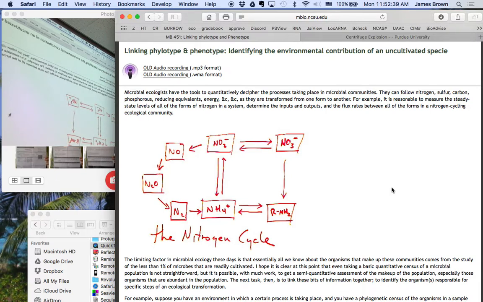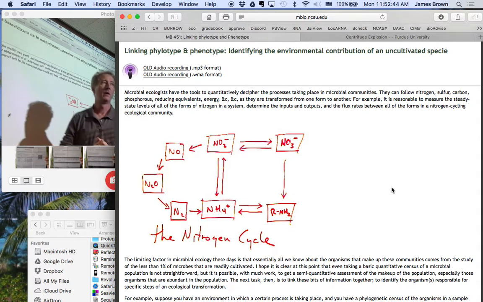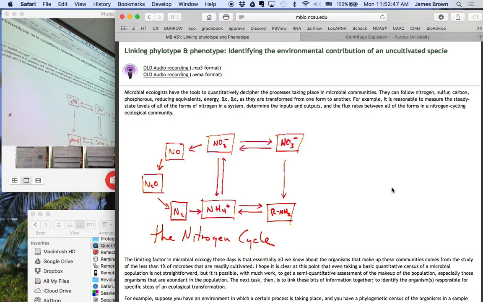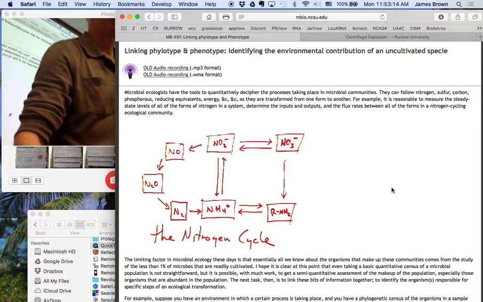There are basically two approaches to this, and we're going to talk about one today and the other on Wednesday. The first approach is to start with the process and then figure out who's doing it. The most common way to do this is called stable isotope probing, which we'll talk about in just a few minutes. The other way to do it is the reverse. You start with who's there, and you find out what they could do. And that's done by using metagenomics. You sequence their genomes and see what genes they have. And we'll talk about that on Wednesday.